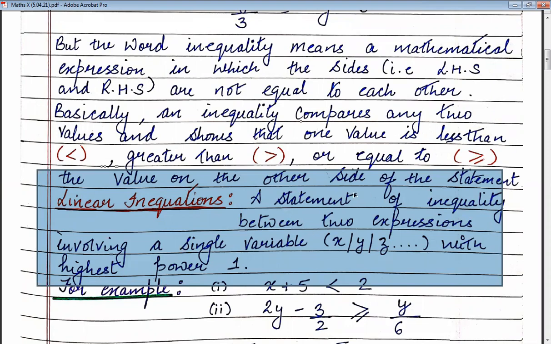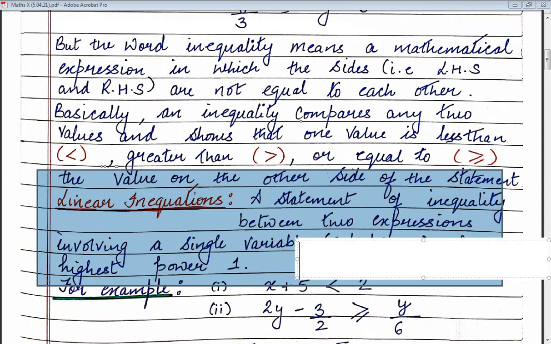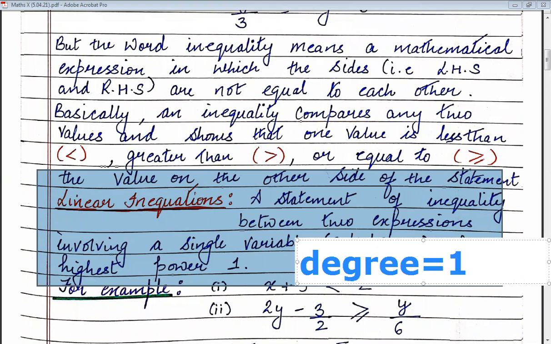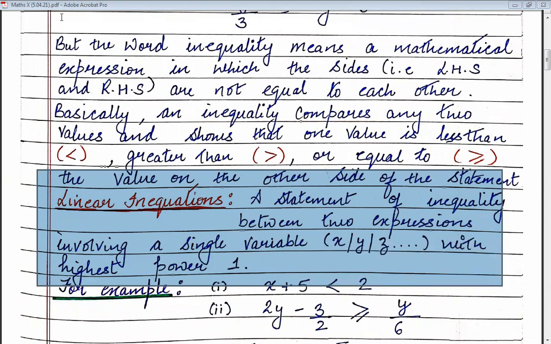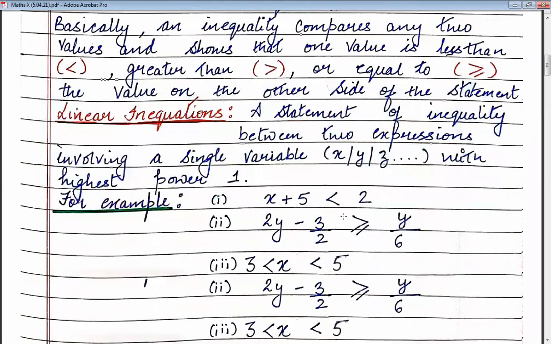Now, children, when you are having a statement of inequality and we are involving a variable in that, and the degree of the variable is 1, means when the highest power of the expression is 1, then that statement is called linear inequation. So what is the degree in that case? That is 1. So in any expression, if the highest power of variable is 1, then that is your linear inequality. Okay, students, now let's move on to our examples of linear inequation.